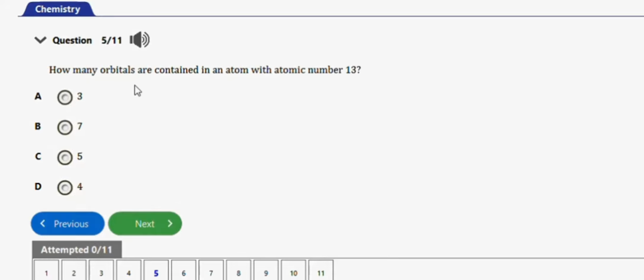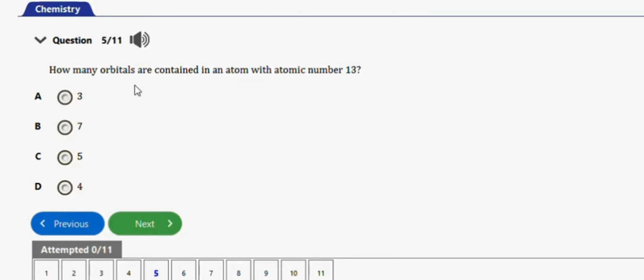Next question will be this one. It says how many orbitals are contained in an atom with atomic number 13. So atomic number 13 gives aluminium. Now, if you want to represent the electronic configuration or distribution of this atom, you're going to have 2, 8, and 3. Alright, the 2 is for the K shell, the 8 is for the L shell, and the 3 rather is for the M shell. So 2 plus 8 plus 3 gives 13, that's aluminium, right?